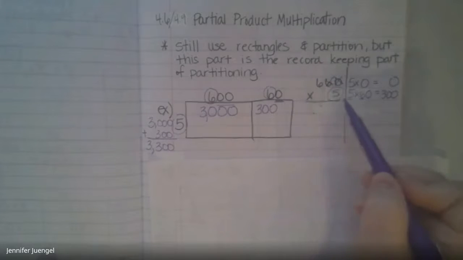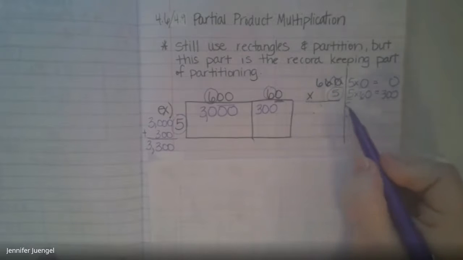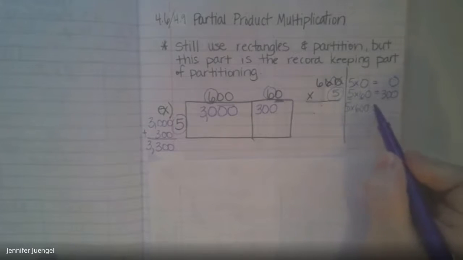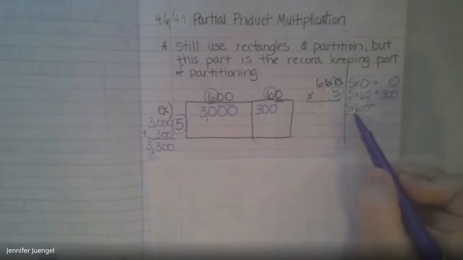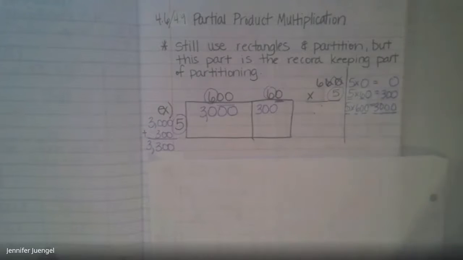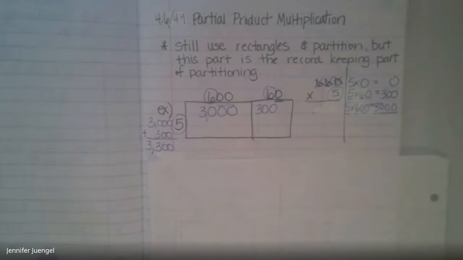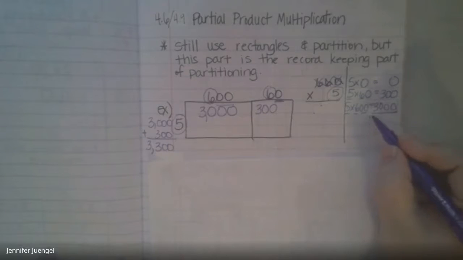The last problem that I have is 5 times 600. I'm going to use what I know about my base digits. 5 times 6 is 30, and there are 2 more zeros. So now that I've done all of my multiplication all the way through all of the place value spots on my problem, now I'm going to do addition of all of these products that I found. And my answer is going to be, again, 3,300.